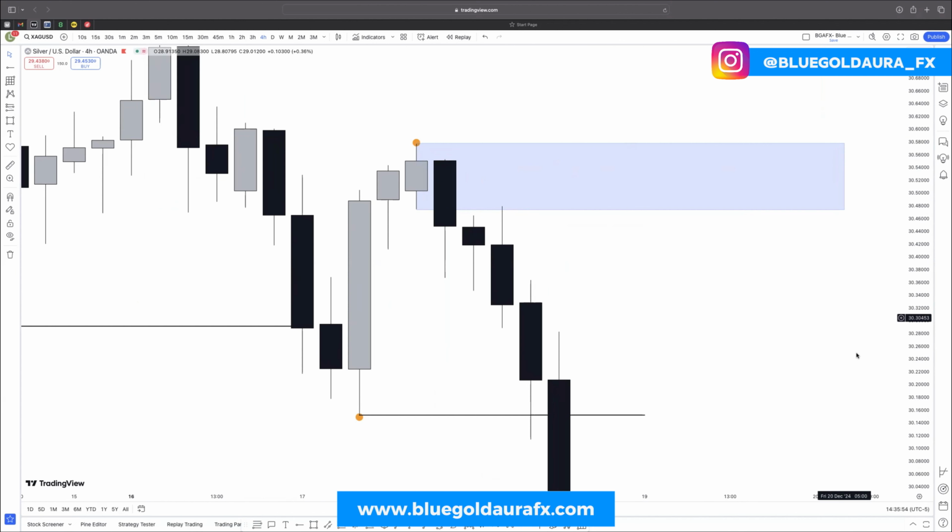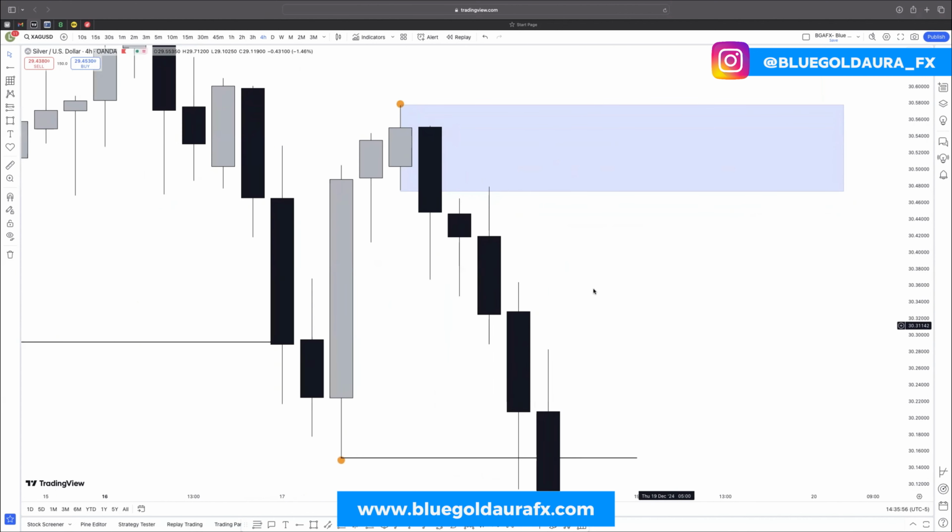The third way of doing it is to do this. Let me just zoom out a little bit. It is to mark from the body to the highest wick, as you can see here, something like this. This is also my favorite.